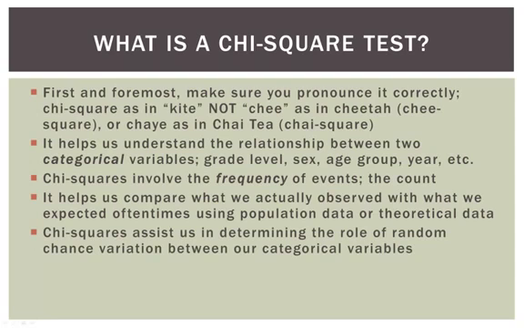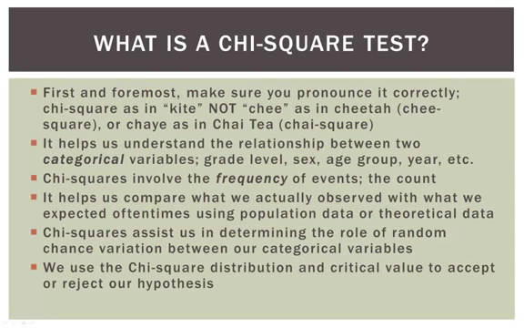Now, chi-squares assist us in determining the role of random chance variation between these categorical variables. So the relationship is going to change. But the question is, is that change within a certain limit we set that would account for just random variation?